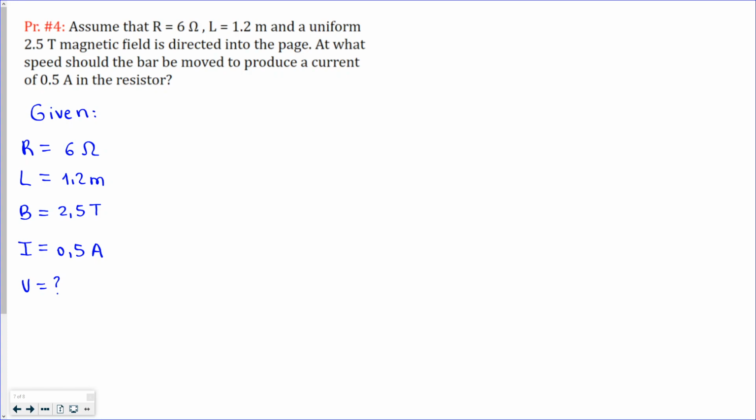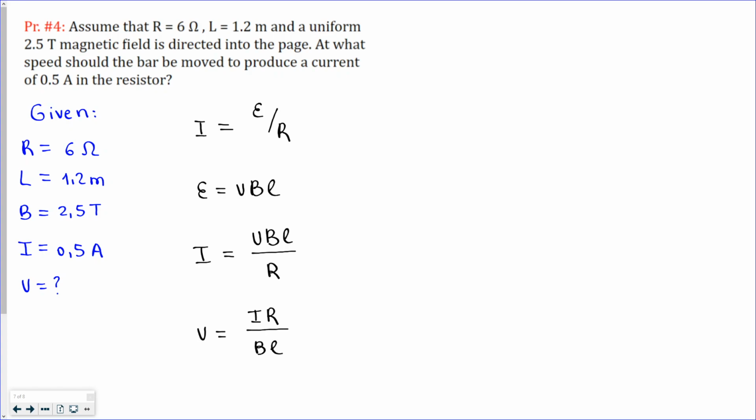First of all, the current through the conductor is the EMF over resistance, and we know the EMF is V times B times L. So then we can state that current is VBL over R, but we are asked to find the velocity. So that's why velocity will be IR over BL, and that's it. All we need is to put the givens here.